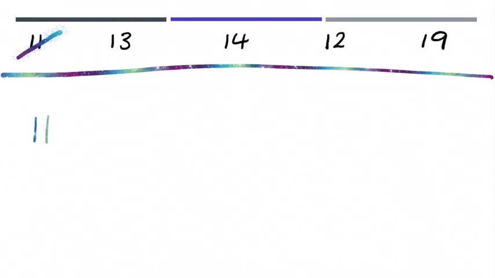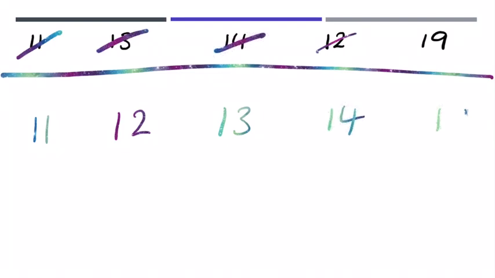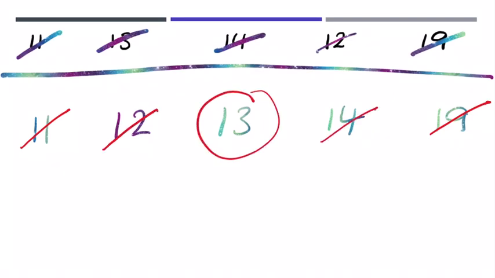11, 12, 13, 14, 19. And then what we do is we cross out from either end until we get to the middle value. So I'm going to cross out beginning and end, then again here, and I'm left with this one. 13 is the median.